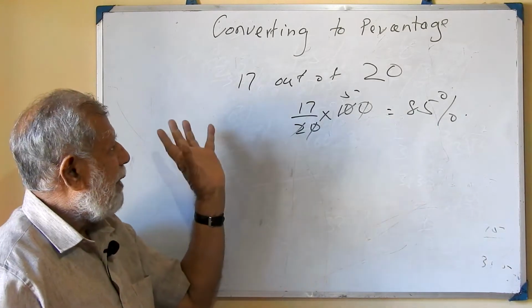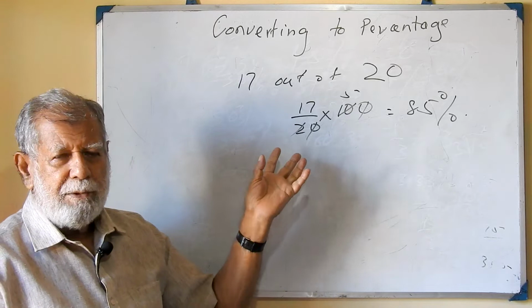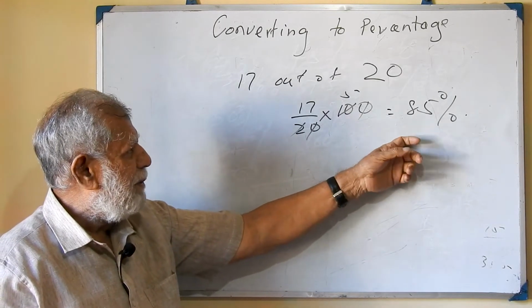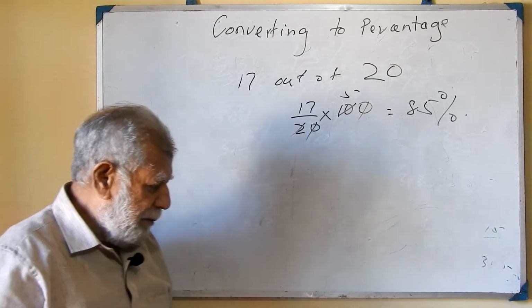So what percentage is absent? Absent will be, from 100 take away 85 is 15. So 15% is absent. We'll take another example.